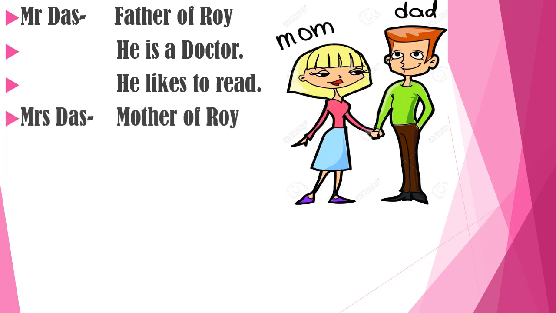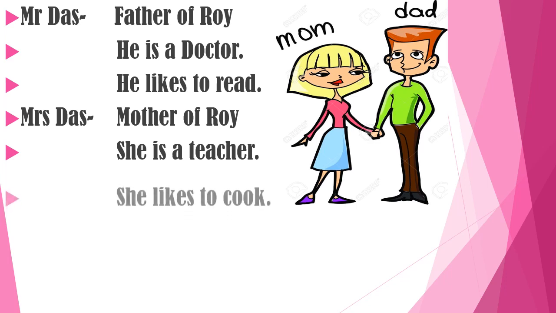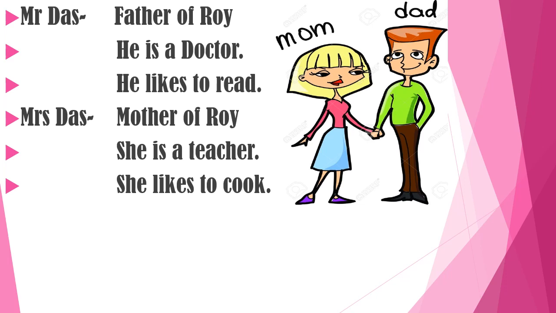Now Mrs. Das. Mrs. Das is a mother of Roy. रॉय की मम्मी का नाम Mrs. Das है. रॉय के पापा का नाम मिस्टर दास है. रॉय की मम्मी का नाम मिसेस दास है. She is a teacher. वह एक टीचर है. वो स्कूल में पढ़ाती है. She likes to cook. उन्हें खाना पकाना पसंद है.